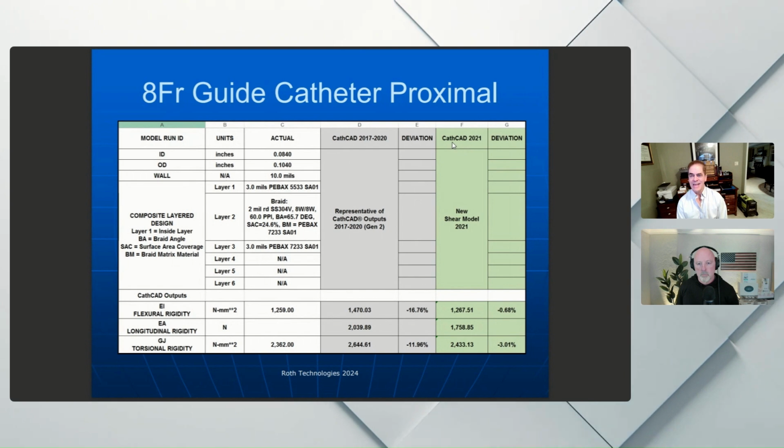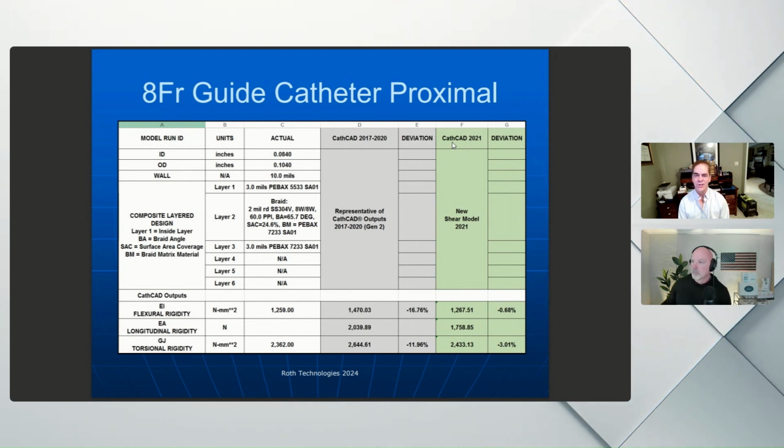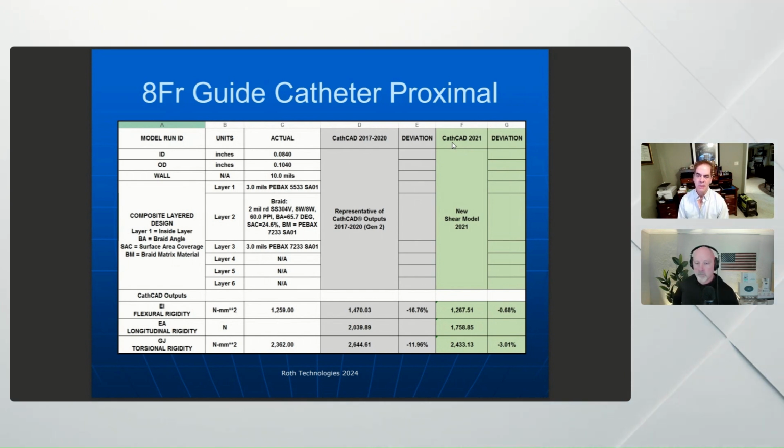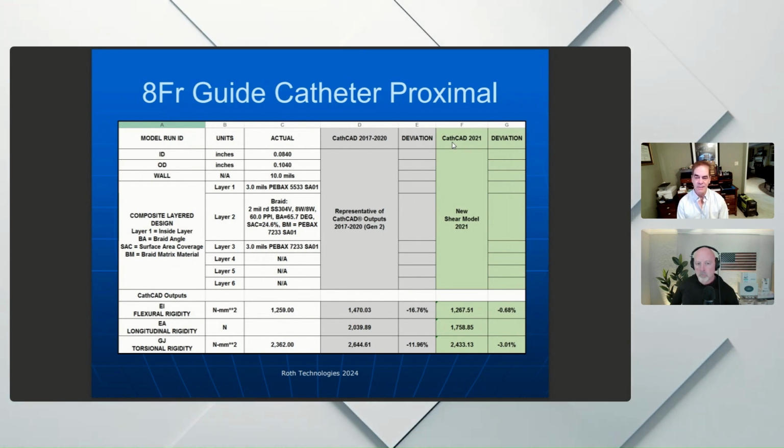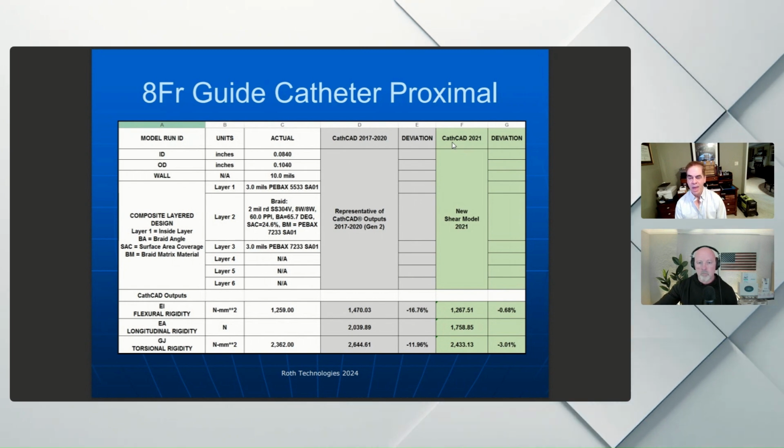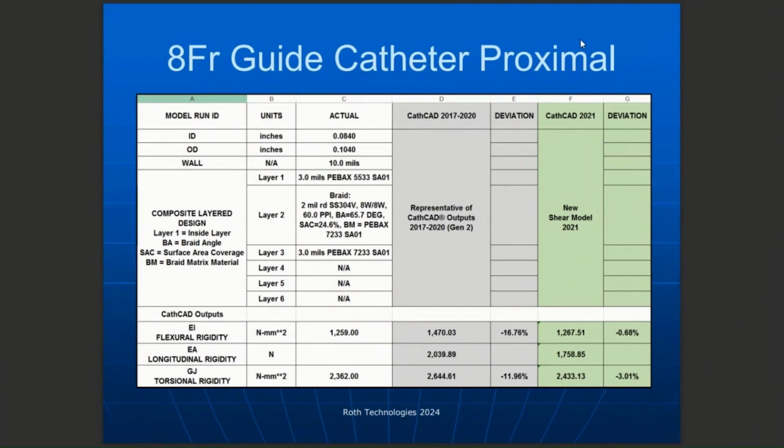But if you look at this, it's actual data for an 8 French guide catheter, which is very commonly designed in the industry. Our users go anywhere from 2 French OD all the way up to 25 French. And the software is basically, again, analytical formulas. So people say, hey, what are the constraints on the software in terms of size? Our answer is, the formulas just work.